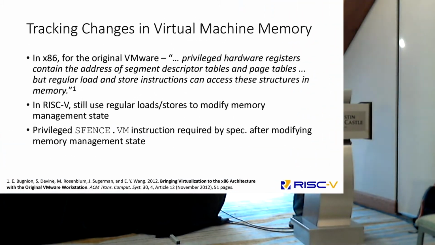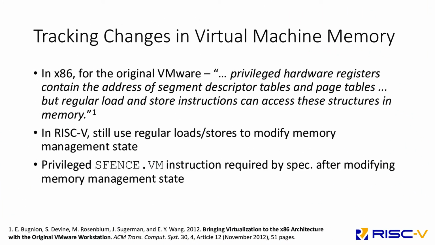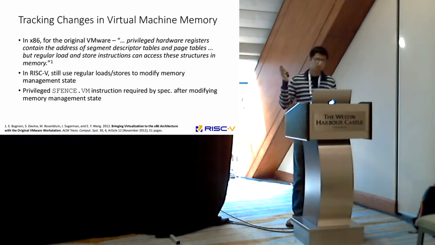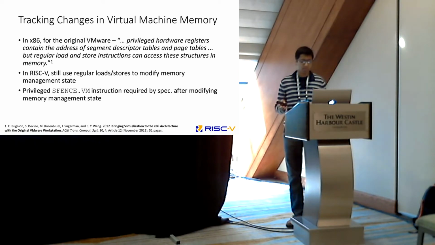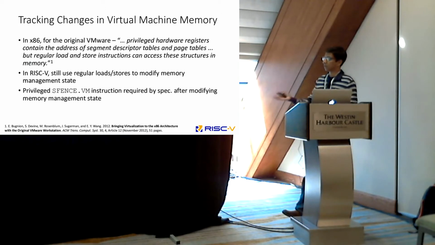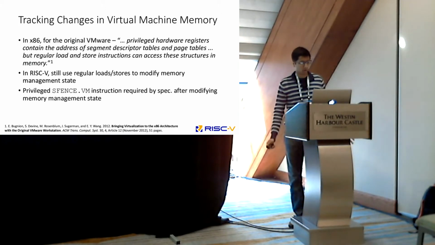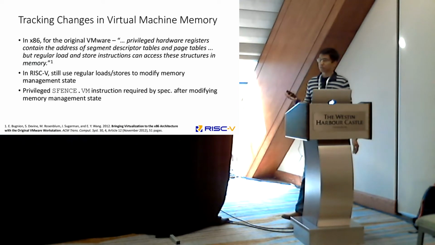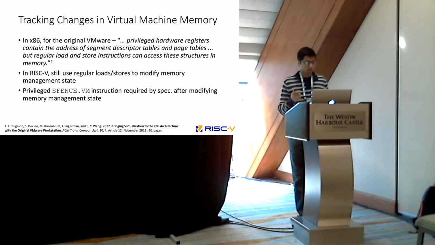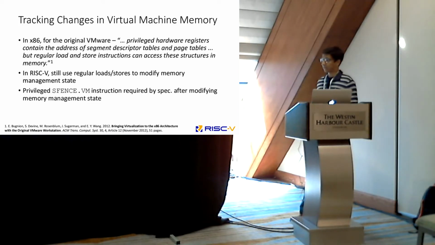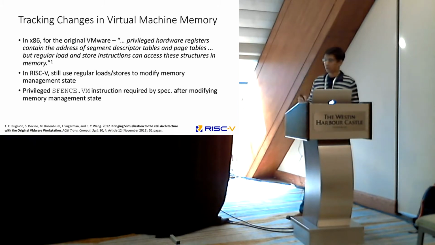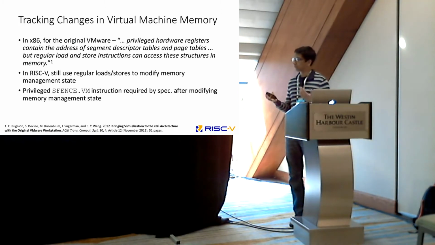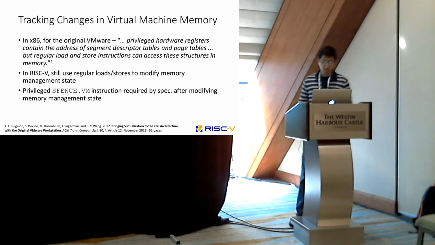Next up is dealing with changes in virtual machine memory, so memory management. For the original VMware, this is the quote: privileged hardware registers contain the address of segment descriptor tables and page tables, but these things get modified by regular loads and stores that obviously don't trap, and so you can't tell this is going on. In RISC-V, you still use regular loads and stores to modify memory management state, but by spec, you're required to have this sfence VM instruction after your loads and stores that modify a page table. This is a privileged instruction. As a result, if you're running this in user mode, it'll trap and you'll know, and you can do your usual emulation to fix things up in your monitor.